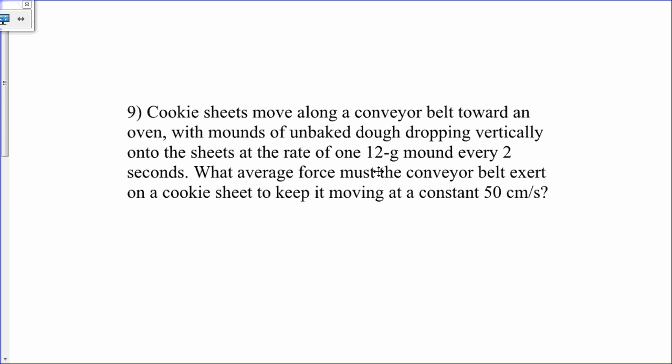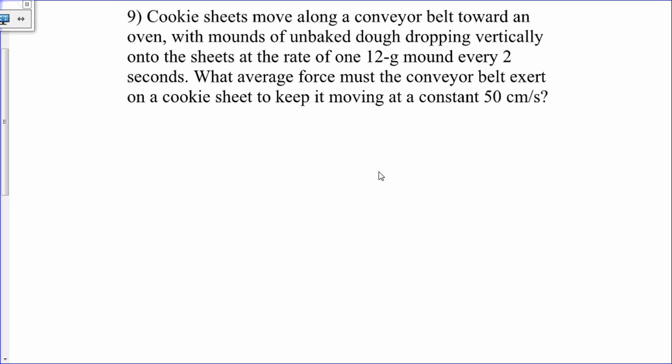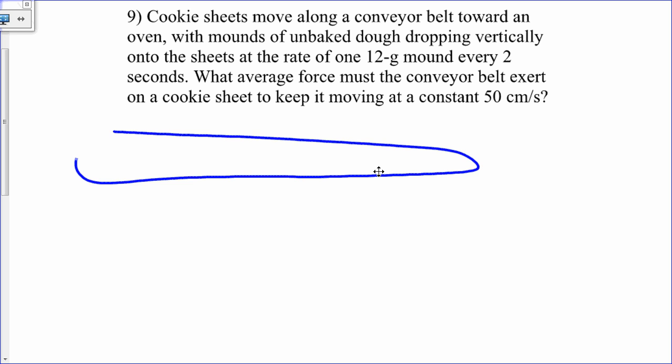All right, one more question. It's a little bit different, but fairly straightforward. I have cookie sheets on a conveyor belt. This is my conveyor belt. It's going, say, in this direction, and I have cookie sheets on it, and I'm dropping cookie dough onto those sheets. I want to know what force is required in this direction to keep that conveyor belt moving at a constant speed.